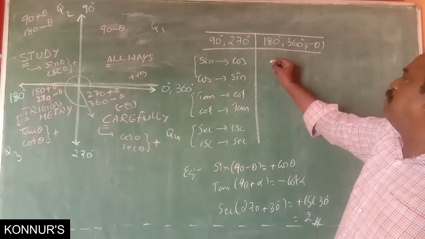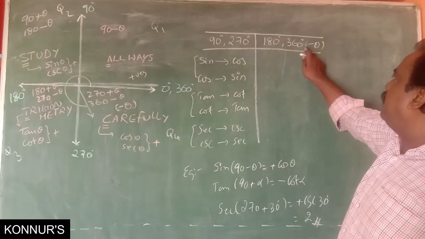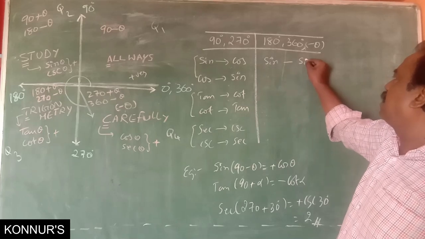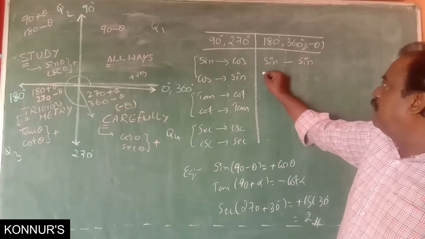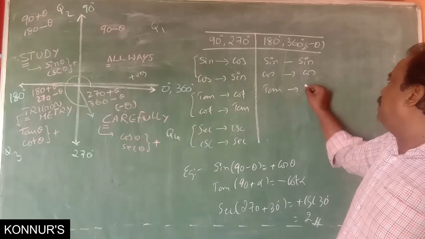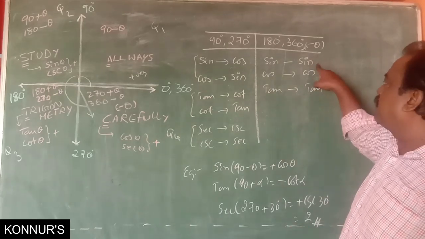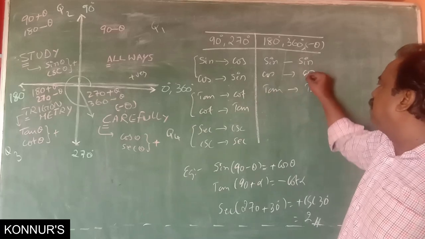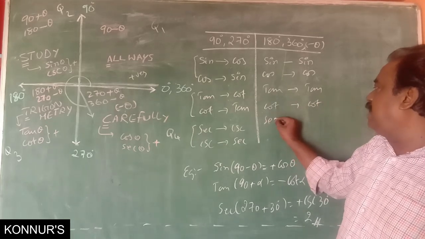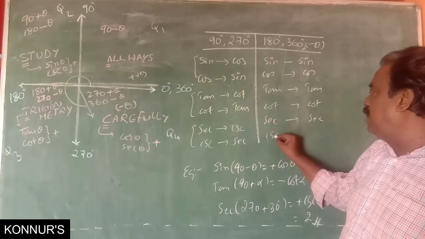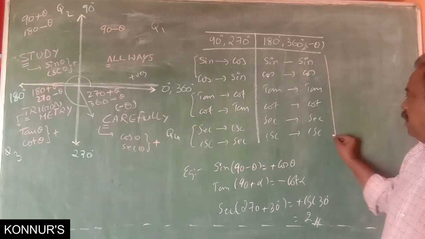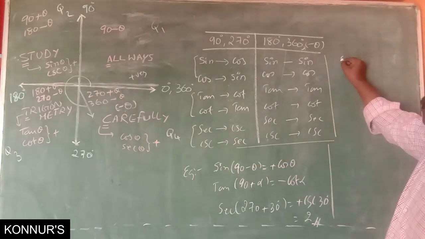Next, in this table, if 180 or 360 minus theta is there, sine simply becomes sine only, not changed. Cos as cos only. Tan as tan. Cot as cot. Secant becomes secant. And cosecant, no change, it remains cosecant only. Now, I will give you an example.